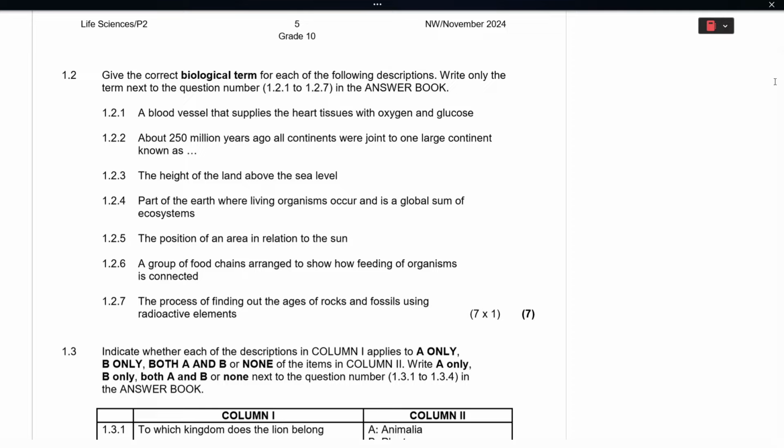So 1.2.1, it says a blood vessel that supplies the heart tissue with oxygen and glucose. This is simple, guys. You know that the blood vessel that supplies the heart with oxygen and glucose is the coronary artery. Let me write here.